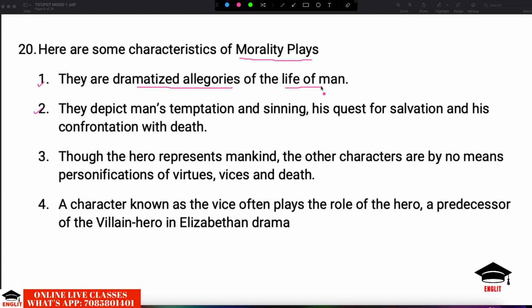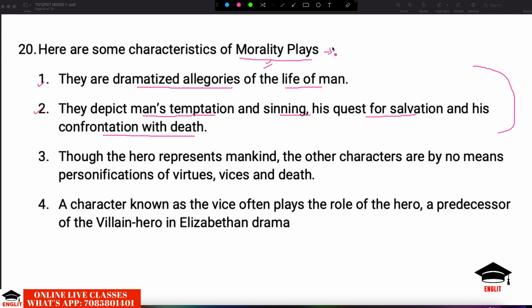It is very true to morality plays, and then they show man's temptation, allurement and his sinning, how he has been tempted into doing something, and then after having been tempted or allured, he commits that sin. And later on, when he realizes that he has made some mistake, he has committed some sin, his quest for salvation is also there in the same morality play. And ultimately, he confronts death. He faces death. The wages of his sin is death. So these 2 points are very much relevant to morality plays.